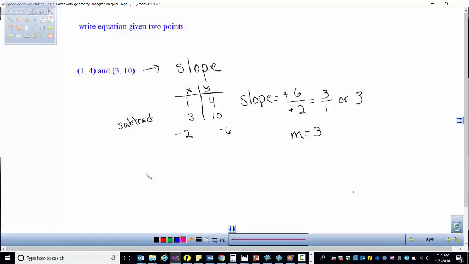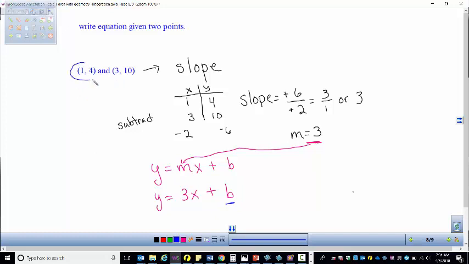So I can go back to my equation, y equals mx plus b. We found m. M is 3, so I'm going to plug that in here. Y equals 3x plus b. Now our job is to find b. So we have to use one of the points. You can use whichever one you want. I'm going to use the first one.